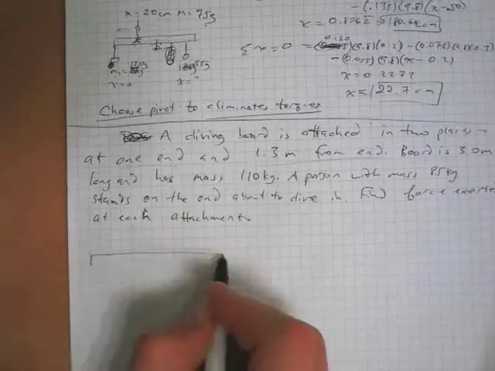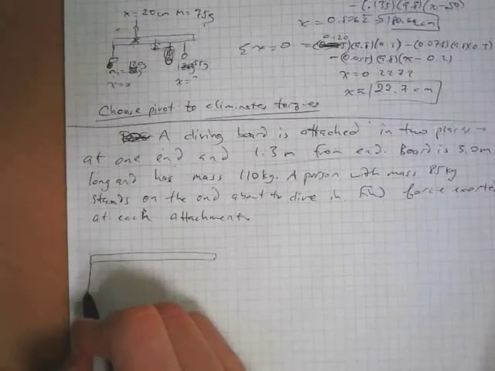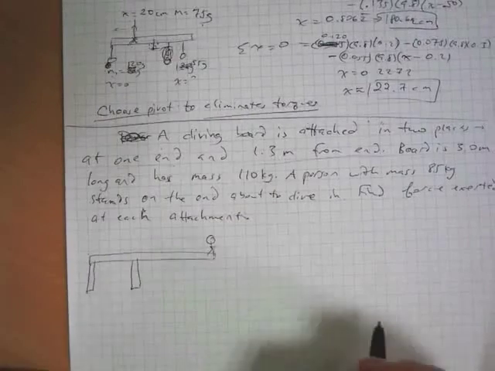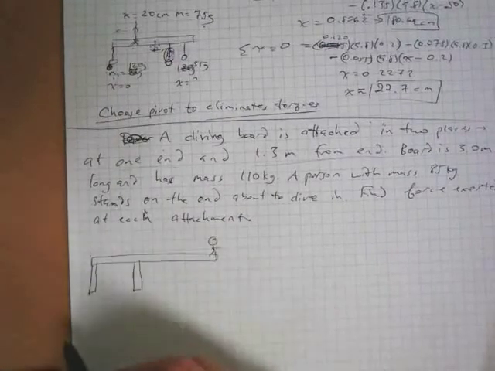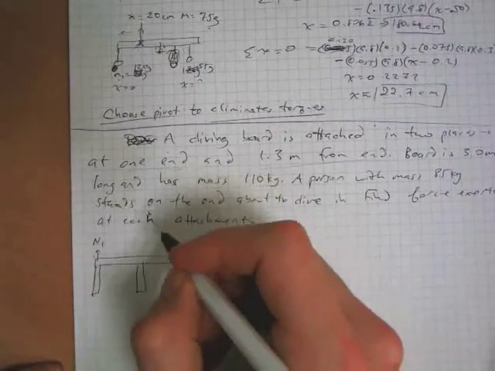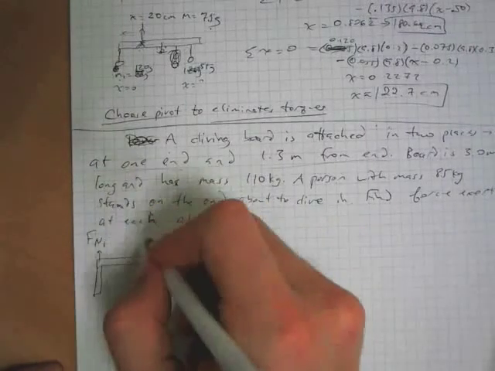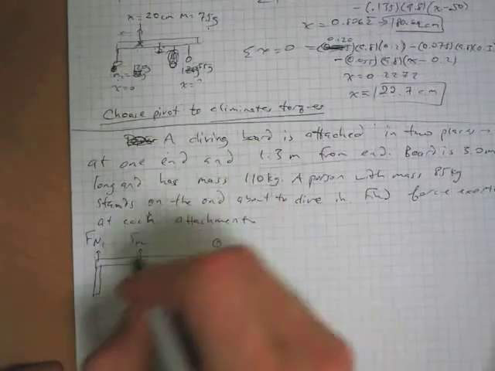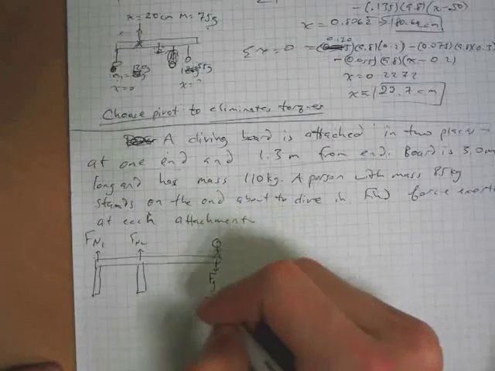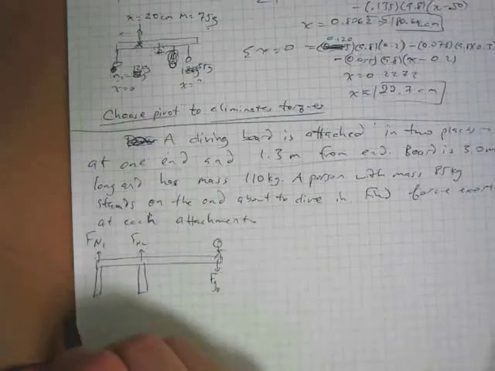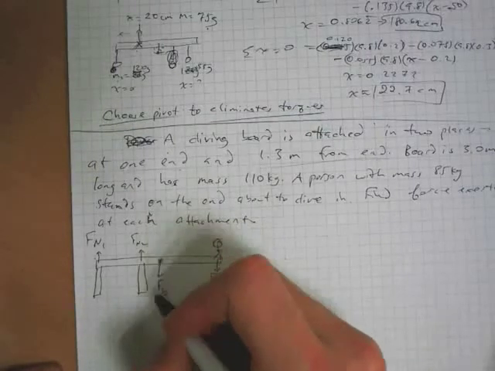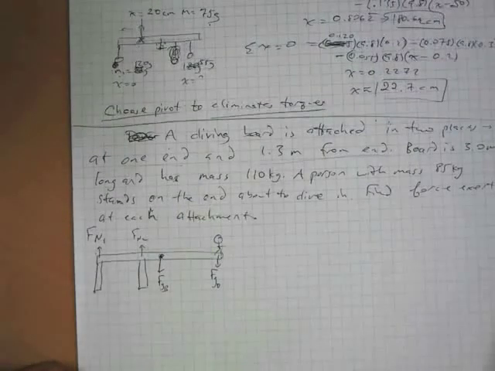We've got our diving board. It's supported at this end, and then a little ways in, there's another support, and we've got a person hanging out at this end. So it's a good idea to diagram what forces are acting here. We have, I'll call it Fn1, normal from the first pillar. We've got Fn2, normal from the second pillar. We have the weight of the diver, force of gravity on the diver. And we also have the force of gravity acting on the board, which acts at the center of mass of the diving board.